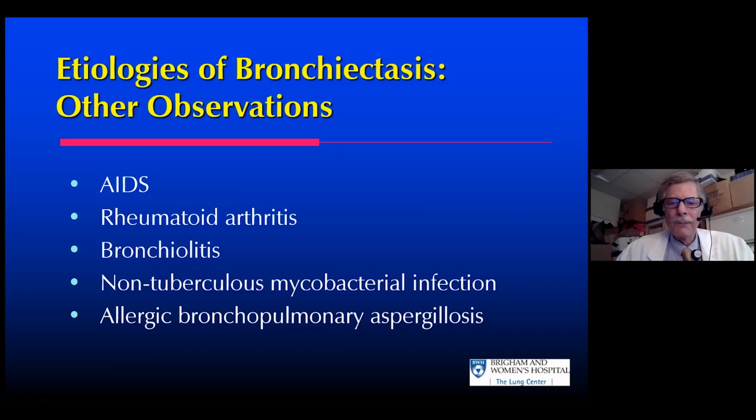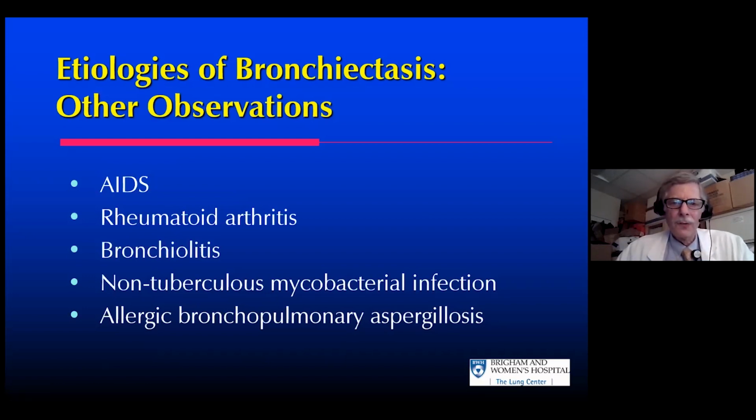And then allergic bronchopulmonary aspergillosis. Remember, this is the asthmatic patient who has colonization, particularly of the central airways, leading to this whopping immune response that brings in the eosinophils and other inflammatory cells that lead them to bronchiectasis.